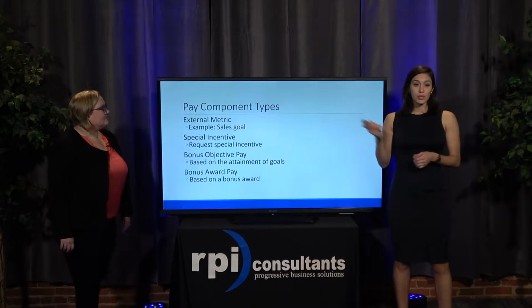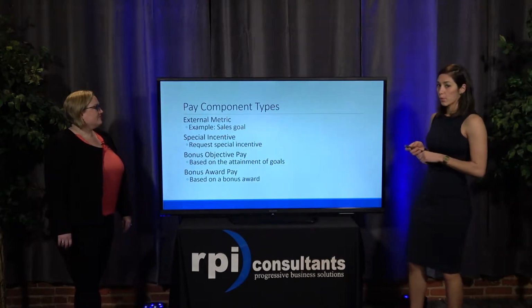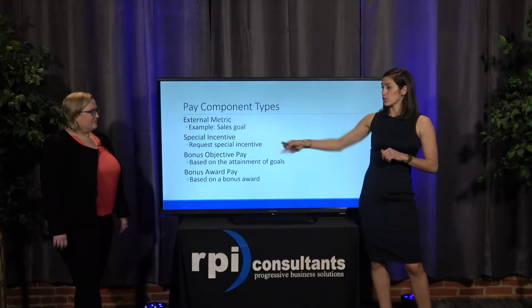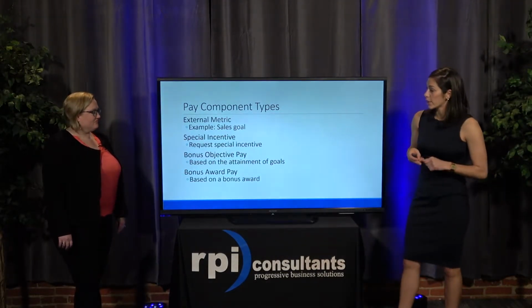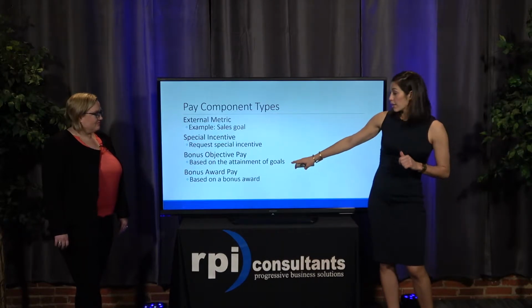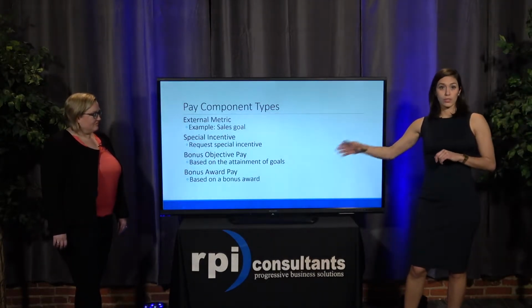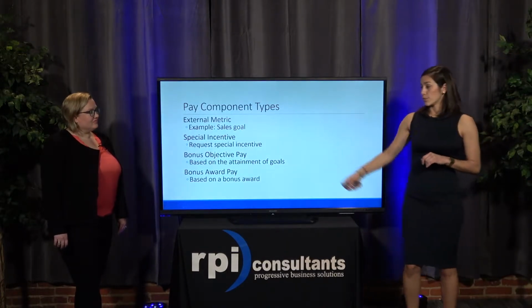And then there's different types of pay components. I think my example there was a bonus award pay component, but you can use external metrics. You can do a special incentive, which Janna is going to get into in a little bit here. You can use bonus objective pay, which is related to goals, or you can do bonus award pay. So if this is an award outside of goals, you would use bonus awards.